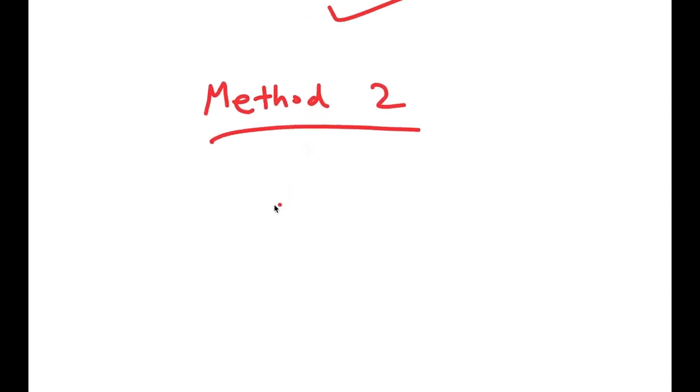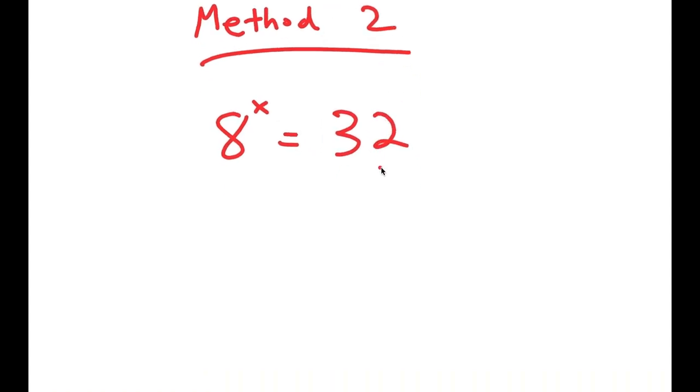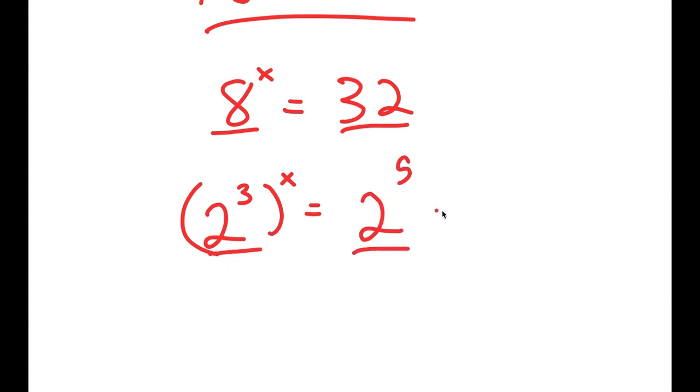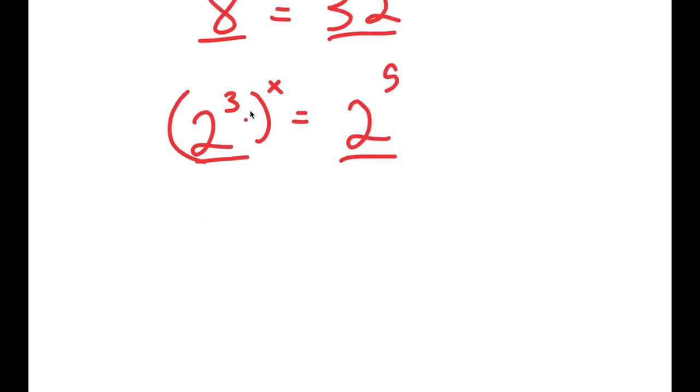Now, I also have a second method of solving this problem. For the second method, we have the same equation, 8 to the power of x is equal to 32, and this is a simpler method. I'm going to start by rewriting these two numbers. 8, I'm going to rewrite as 2 to the power of 3, and 32, I'm going to rewrite as 2 to the power of 5. So I'm rewriting both of these as the same bases, which makes them much easier to solve.